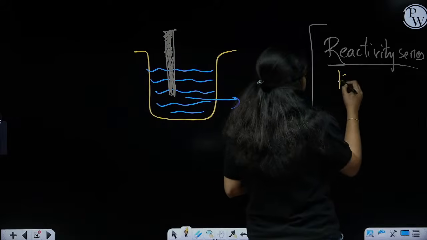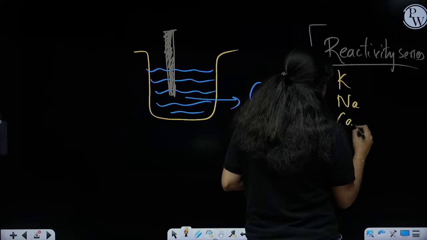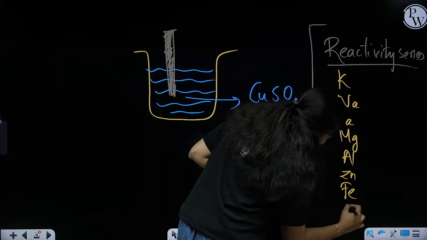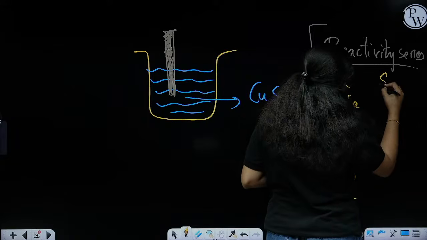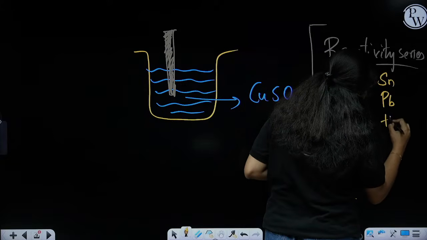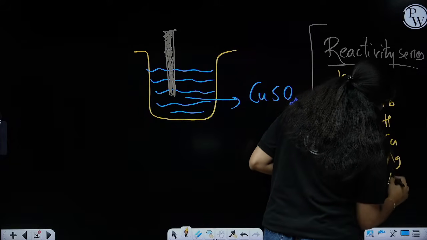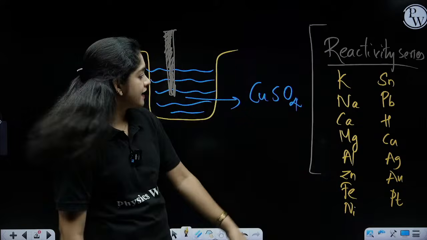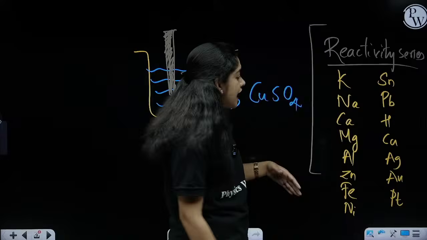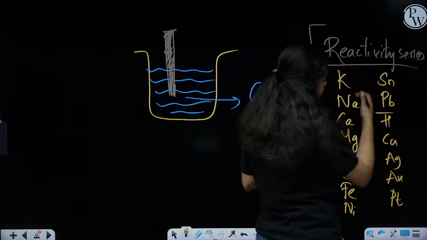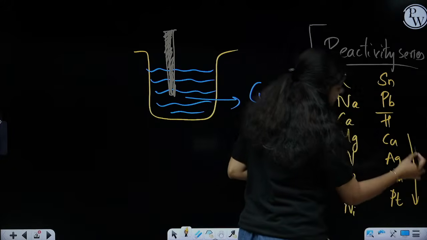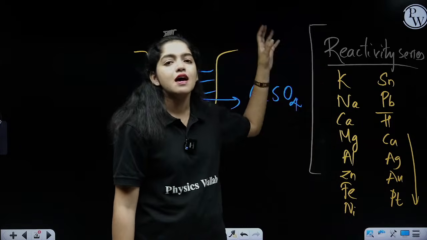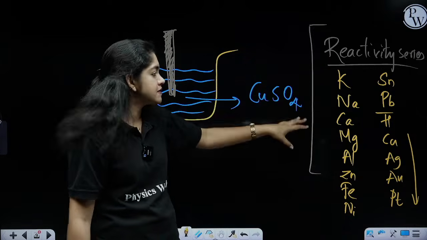That is potassium. Then the next ones are sodium, calcium, magnesium, aluminium, zinc, iron, nickel, tin, lead, hydrogen, copper, silver, gold and platinum. This is the order of the metals arranged in the order of reactivity. Up to hydrogen, these are the reactive metals, and below hydrogen are copper, silver, gold and platinum, which have the least reactivity. Potassium, sodium and calcium have the highest reactivity.